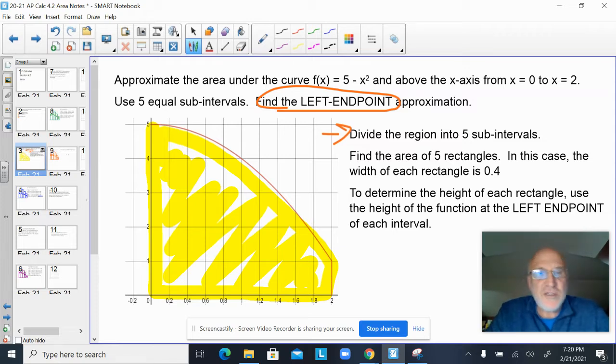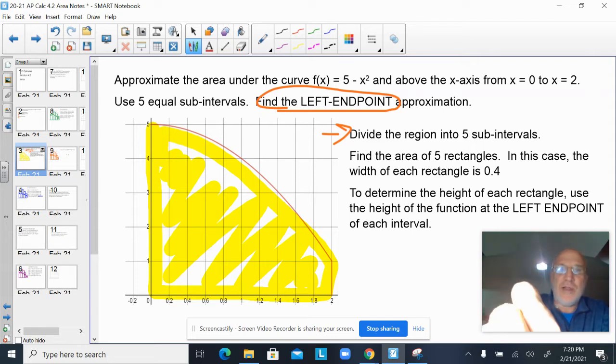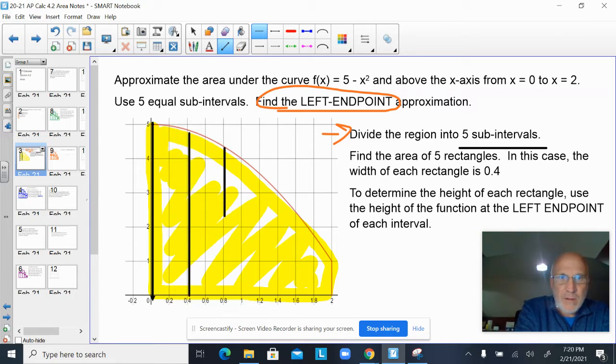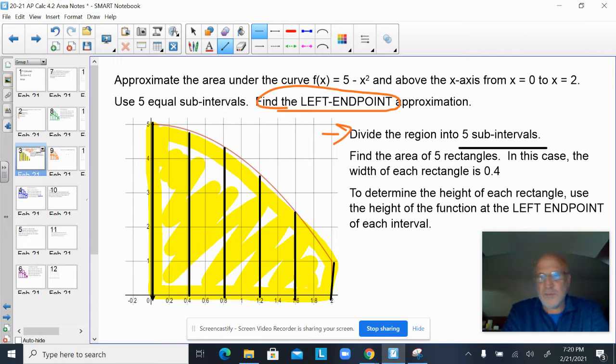So if we're going to do this first with the left endpoint approximation, what I'm going to do here is I'm just going to draw some vertical lines down. Oh, didn't mean to make that an arrow. And let's see, it says 5 subintervals. And so from 0 to 2, I think each one's going to be 0.4. If I draw lines there and there and there and there and there and there, that was supposed to be a vertical line. There's 5 subintervals. I still don't have rectangles. I'm going to create rectangles.